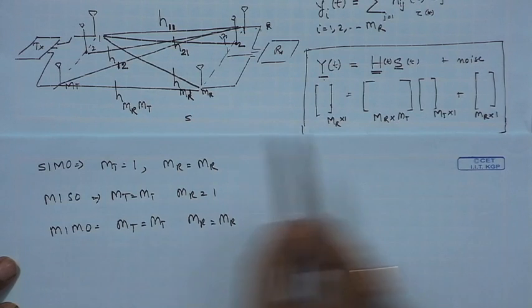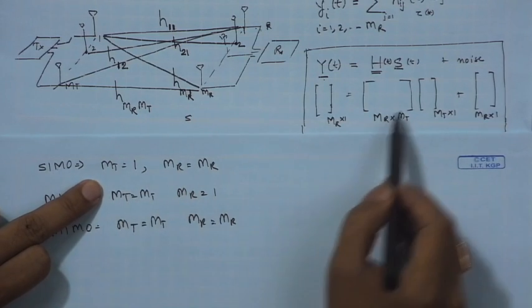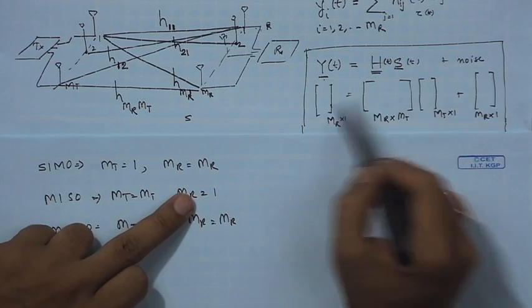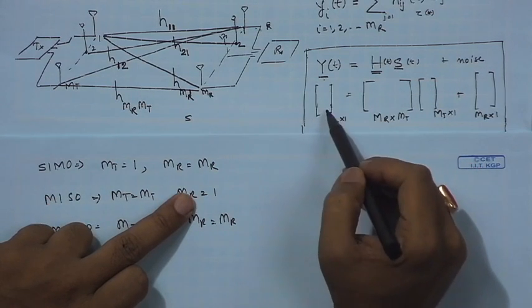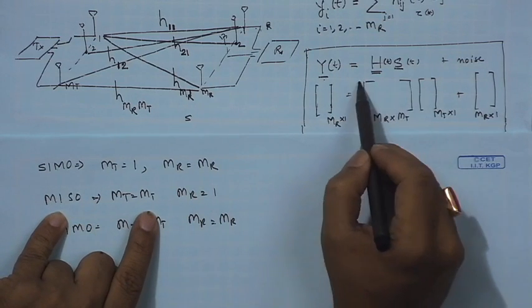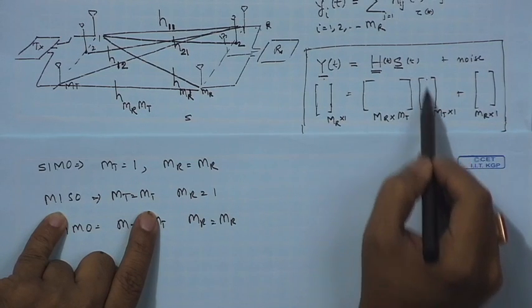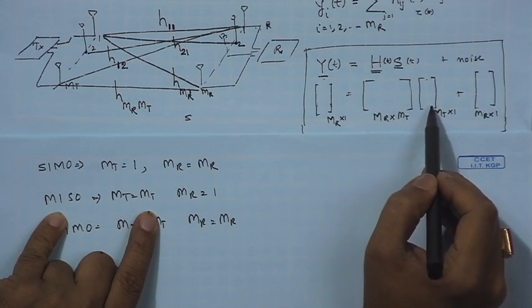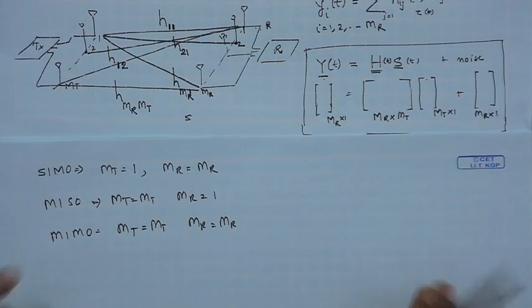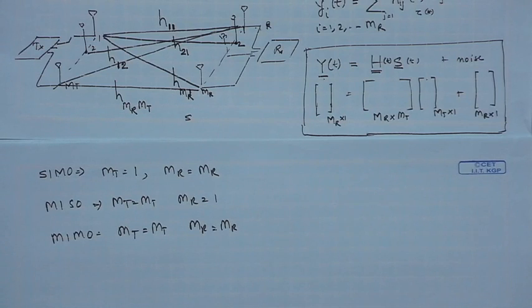So if we take one particular example, let's say SIMO, MT equals 1. That means only one is transmitted, whereas MR equals MR. So we get all these values. If we take a MISO system, that means MT equals MT. That means this is a row vector. This is a column vector. So this gets multiplied and becomes 1. MR equals 1, so this is 1 cross 1. So we have a scalar. So this particular expression or structure takes care of all the three combinations that we have. And our study of the MIMO communication system would be based on this particular model that we have just written down.